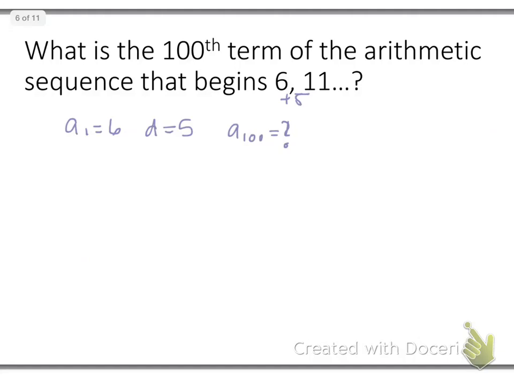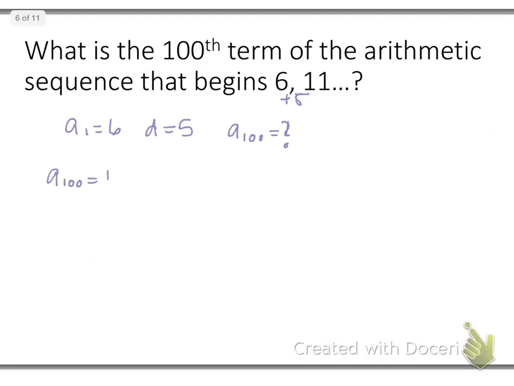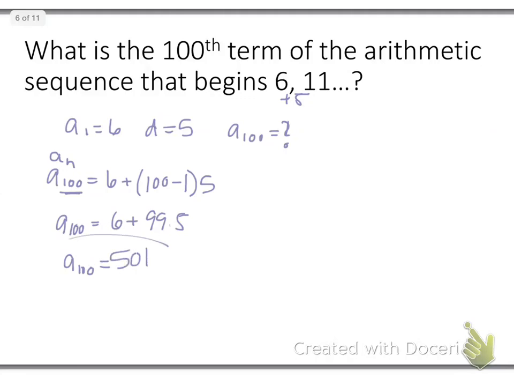I'm trying to find a sub 100, so I'm going to plug it into my explicit equation because I don't know what's occurring before 100. I don't know the 99th term. So the explicit one is a sub 1 plus n minus 1 times d. My a sub 1 is 6 plus my n, remember this is replacing the n in a sub n, so 100 minus 1 times that constant that I'm moving by, which is 5. So a sub 100 equals 6 plus 99 times 5. 99 times 5 gets me 495, and when I add 6 to it, I get 501. So if I kept that going, I would get 501 for the 100th term.